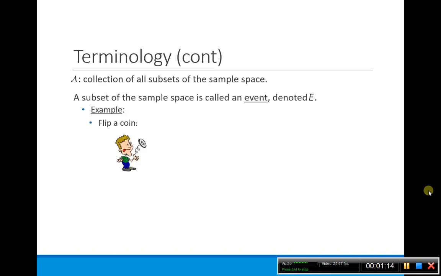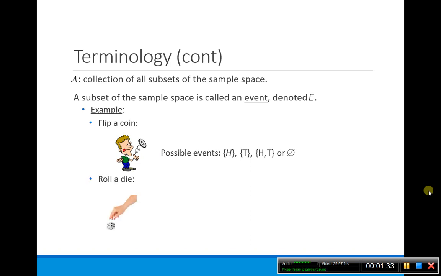For example, if we flip a coin, what are the possible subsets? Remember, our sample space is the whole set {H, T}. So what are possible subsets of that? You could have {H}, you could have {T}, you could have the whole sample space, {H, T}, or you could have the empty set.